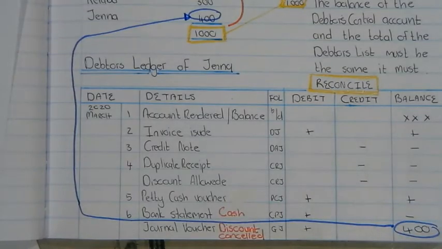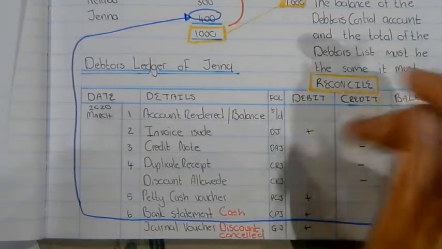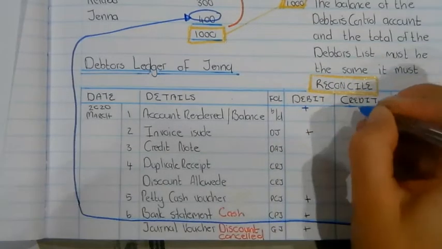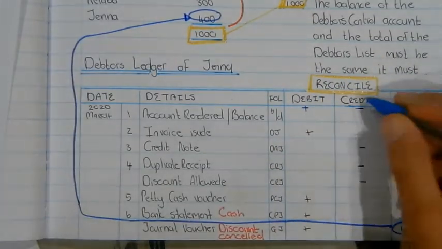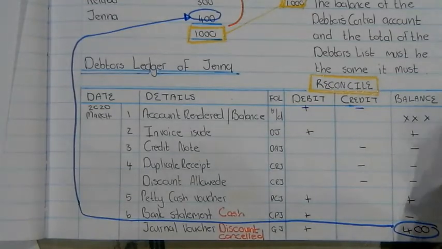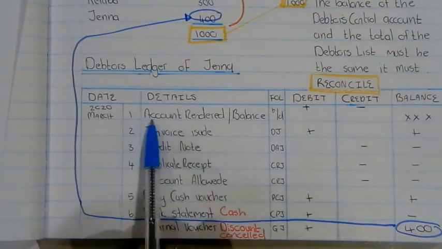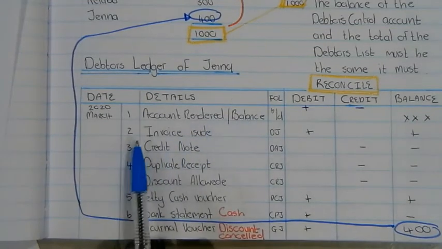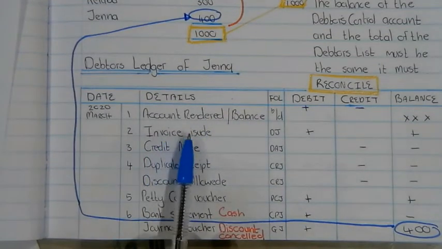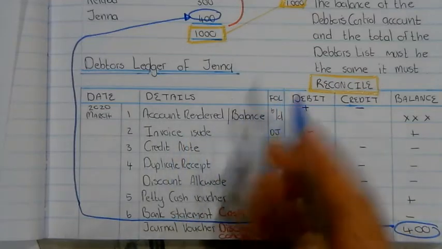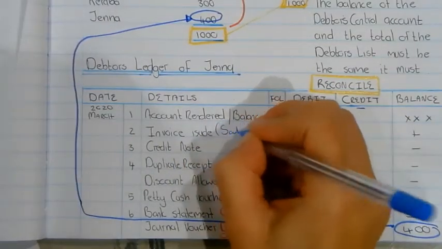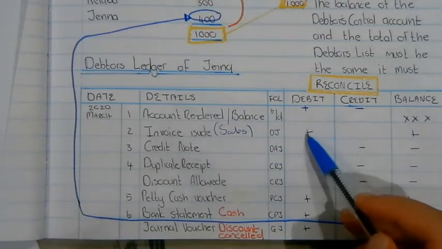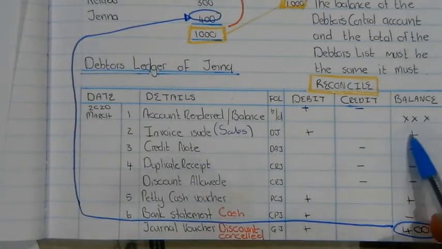Then, in my reconciliation, in my debtors ledger, debits are always plus and credits are always minus, and this will affect my balance accordingly. So in the beginning I will have account rendered, you can also say balance. Then when we have issued an invoice, it's sales. My debtors ledger will increase, which means my balance will increase as well.